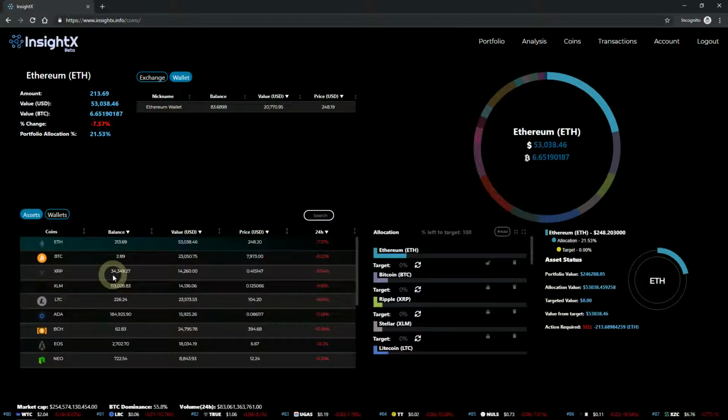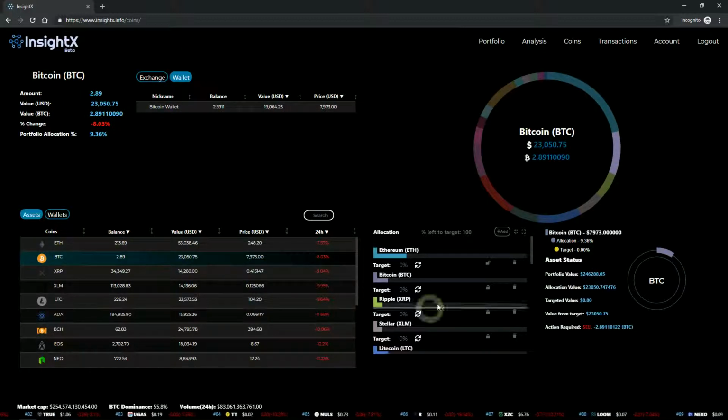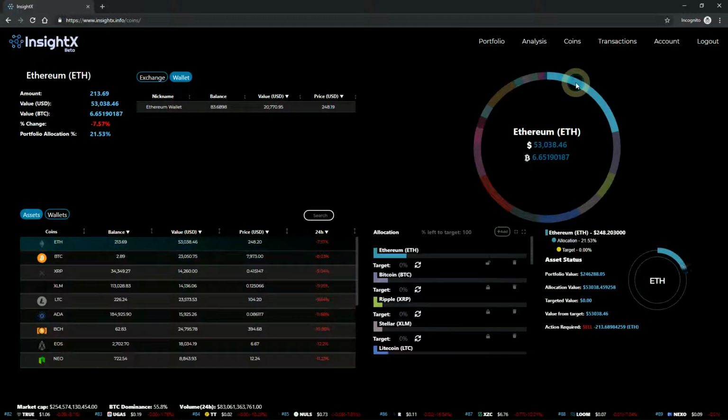So we'll stick with Ethereum for now, and you'll notice it shows you all the information across the entire page for that one asset. If I clicked, let's say, Bitcoin, it'll just switch over to Bitcoin for everything here. But we'll stick with Ethereum. We'll bring it all up.